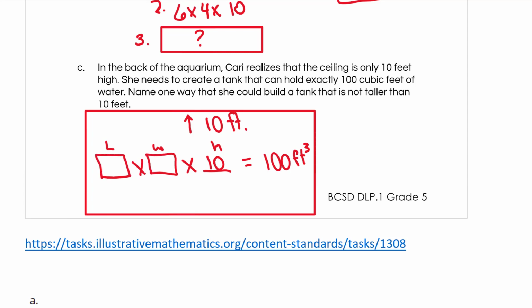They can do this one 26 different ways at least. And the reason we know that is because you can see the link there where the district got this task from is Illustrative Mathematics, and it's task number 1308. If you go to that link, you can see all the solutions. So do it first, and then if you want to check your work, you can go to that link and see if you got it right. Absolutely. So I think I'm going to leave that for you.